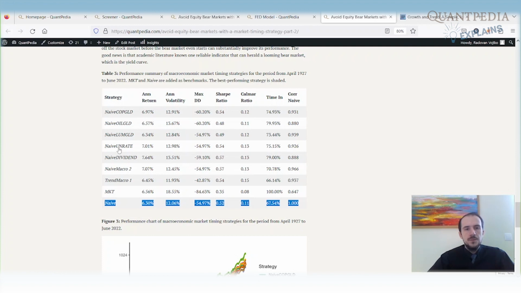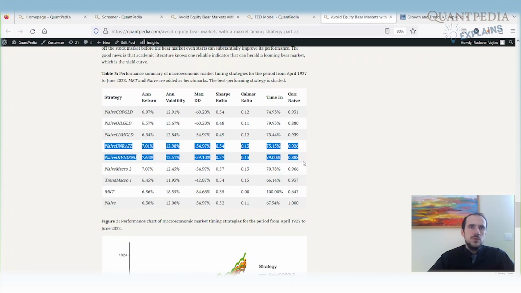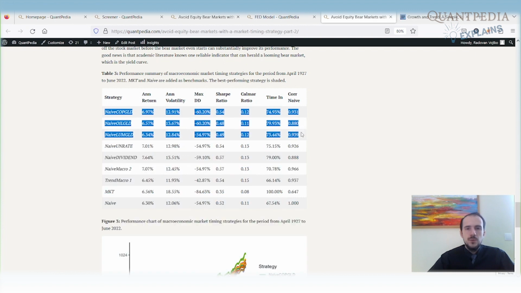We can check the unemployment rate and dividend. We can have a higher performance, but also a higher maximum drawdown. The Sharpe ratio is significantly improved. The unemployment rate and dividend signal would probably improve the original Philosophical Economics strategy more than using the commodity-based indicators or the macroeconomic indicators. That was the result from our analysis.